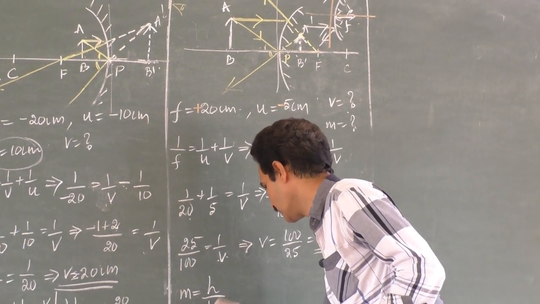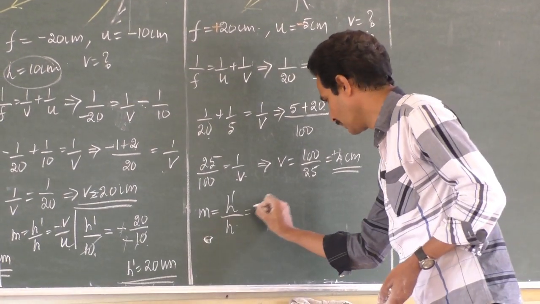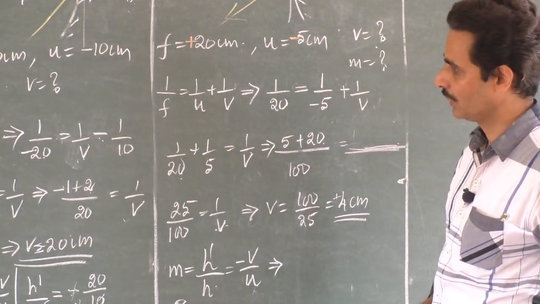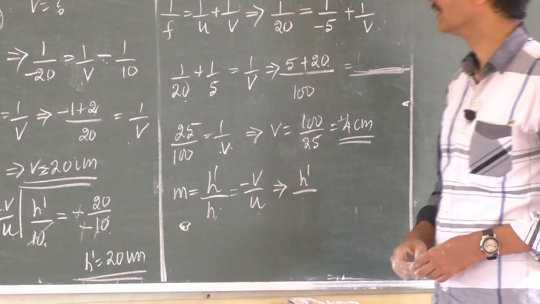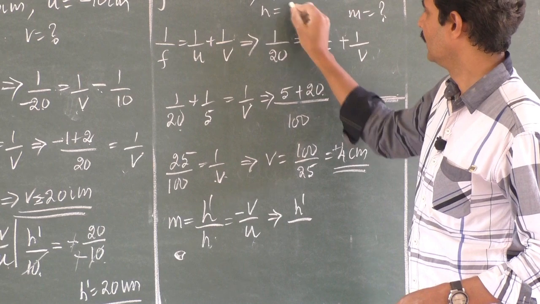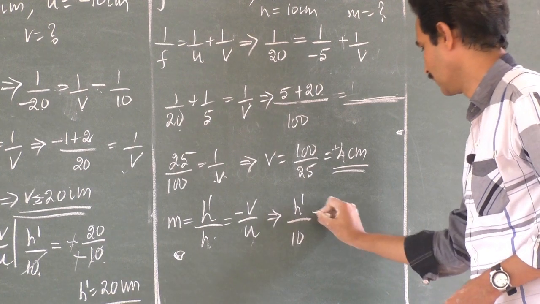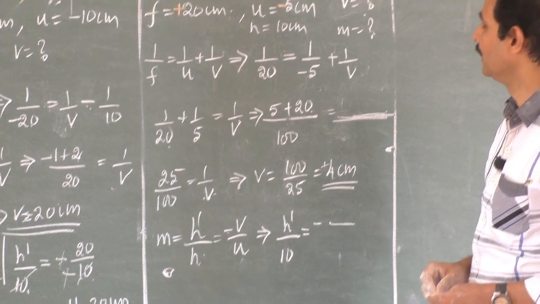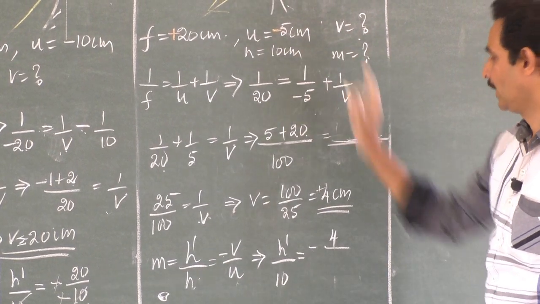Now, what about the magnification? Magnification is height of the image by height of the object. H dash is height of the image by height of the object, that is equal to minus v by u. We will apply this. H dash has to be found out. H, height of the object, I have taken it as 10 last time. Now also I will take it as 10 centimeters. It is above the principal axis, so plus 10 is equal to minus v by u. V, image distance, we got it as positive 4. U was negative, that was minus 5.